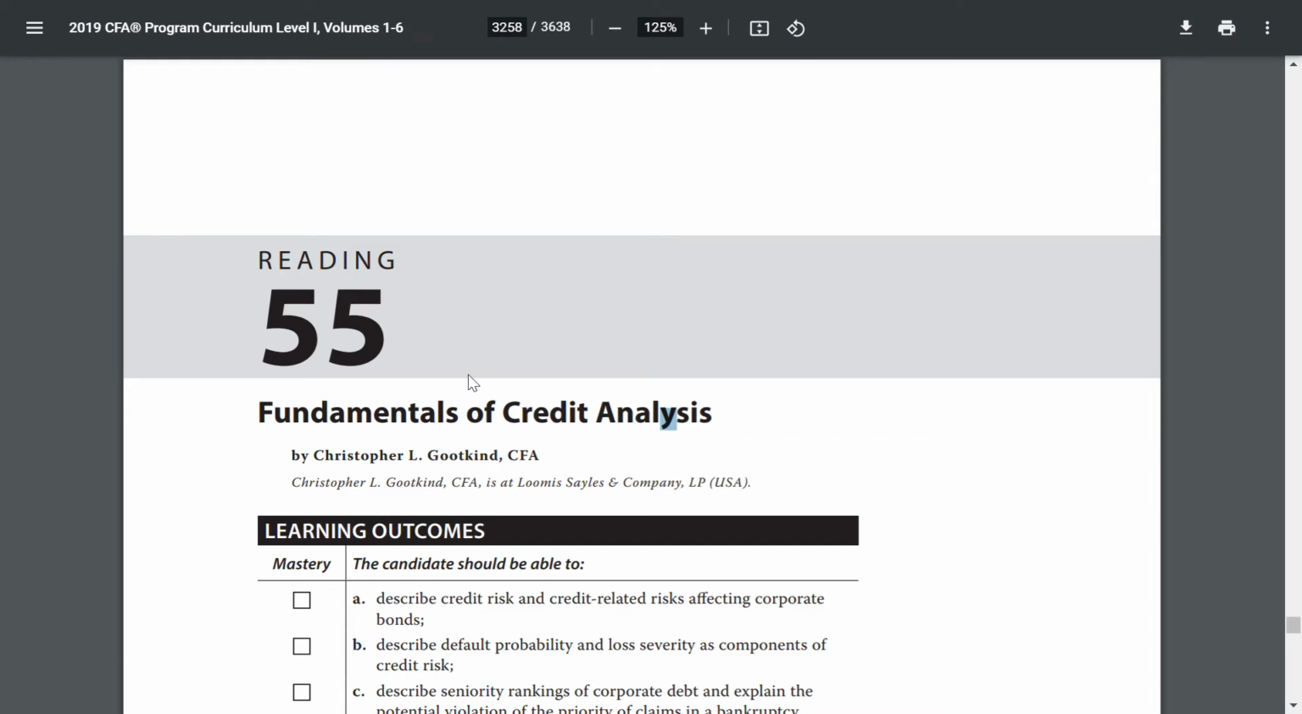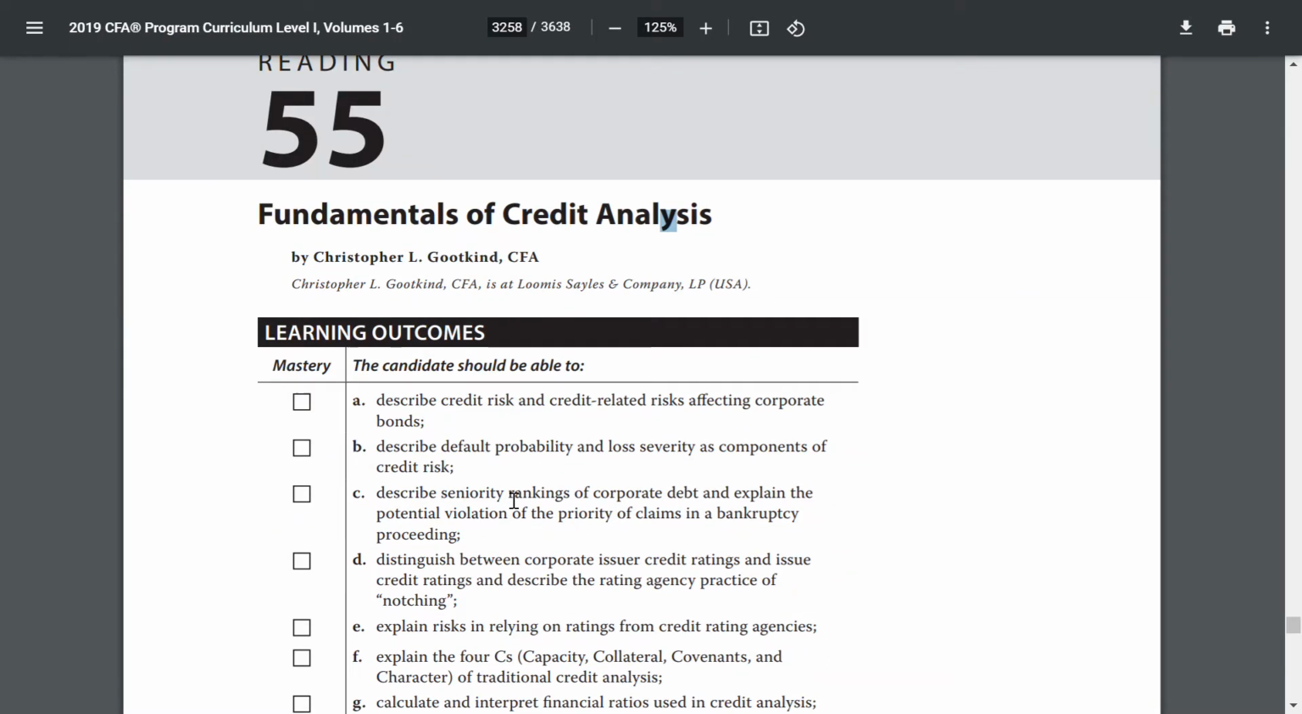All right, reading 55, Fundamentals of Credit Analysis. That's a heavy chapter, so we'll just get right into it. Learning outcomes: the candidate should be able to describe credit risk and credit-related risk affecting corporate bonds. Describe default probability and loss severity as components of credit risk.